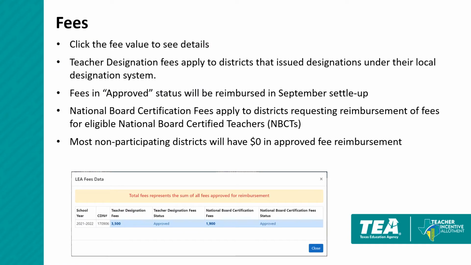On the Payout by School Year page, there is a column for fees. For most districts this year, if you do not have a local designation system, you'll have 0 in fee reimbursement. You can click the fee value to see details. Teacher designation fees only apply to districts that are issuing designations under their local system. Fees and approved status will be reimbursed in September settle-up. We do have a few districts attending this session who requested reimbursement of national board certification fees. Those fees should match what was in the application that you submitted.